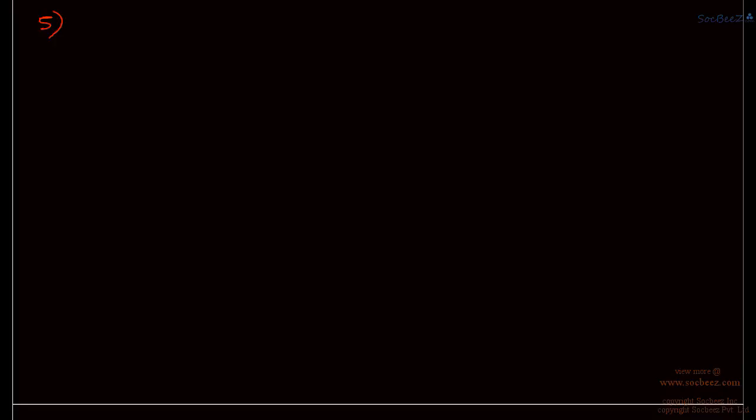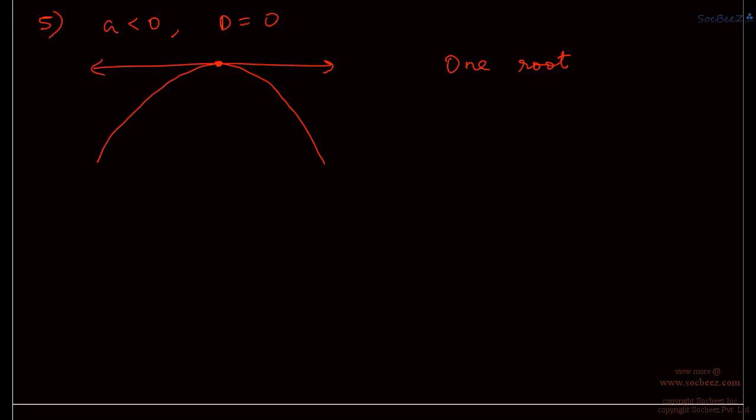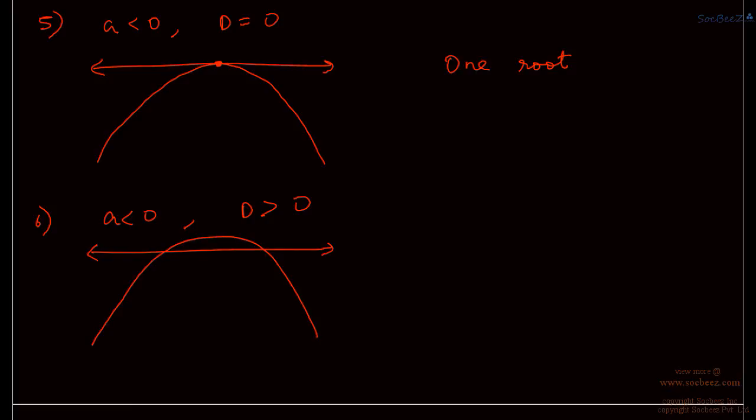Similarly, for a negative and d equal to 0, if this is the axis, I'll have this root, so there is only one root. And now for a negative and d positive, again the condition for real and distinct roots, these are the two roots. Now whenever I say roots, that means distinct roots. So two distinct roots exist here, because in the previous case, one root means there are actually two roots, but the same root is repeated.